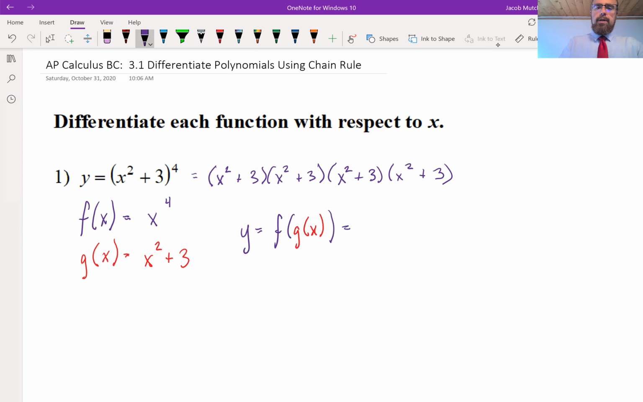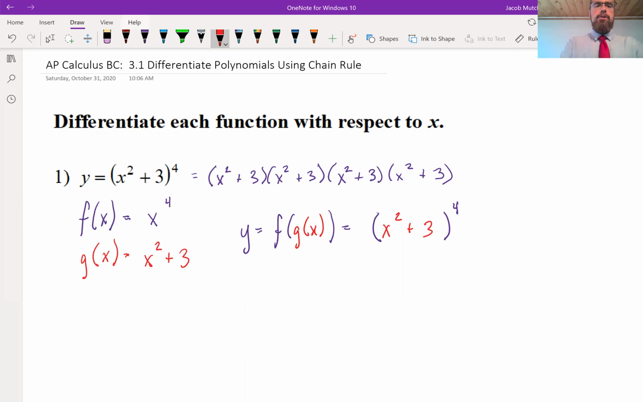Of course, f of x is just x to the power of 4, but I'm replacing that domain with the range of g, which is x squared plus 3. That gives some background about what case of polynomial function requires use of the chain rule.